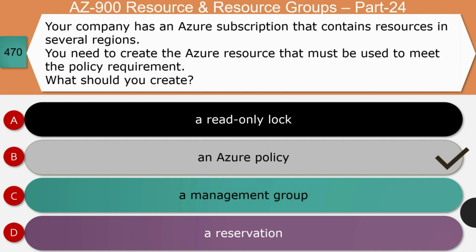Let's see the reason. Azure policies can be used to define requirements for resource properties during deployment and for already existing resources. Azure policies control properties such as types or location of the resources. And so option B is the right answer.